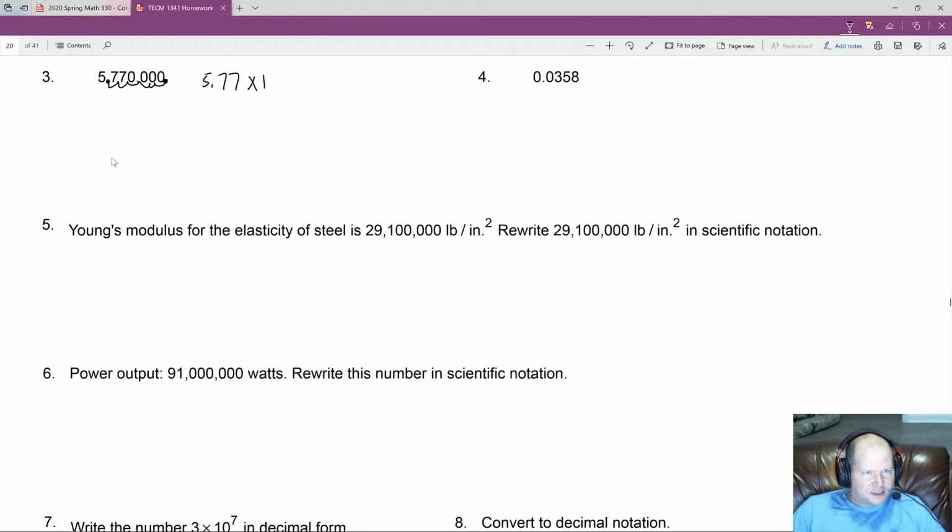5.77 times 10. And we count the number of places. Again, it was 1, 2, 3, 4, 5, 6. Except now the original number is much larger than 1, so it's going to be a positive 6 exponent.